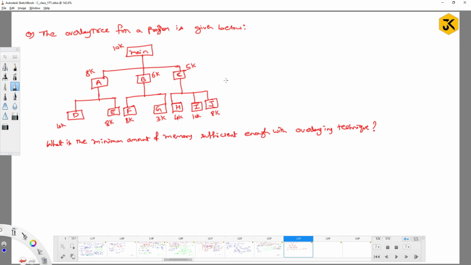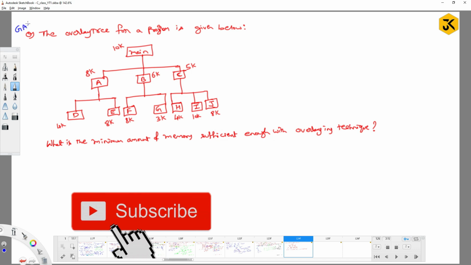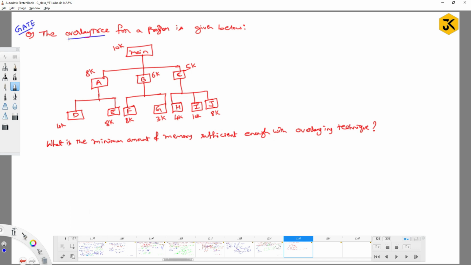Hi everyone, welcome back. Let's see one of the GATE questions based on the concept of overlays. Let's read the question. The overlay tree for a program is given below. What is the minimum amount of memory sufficient with the overlaying technique?